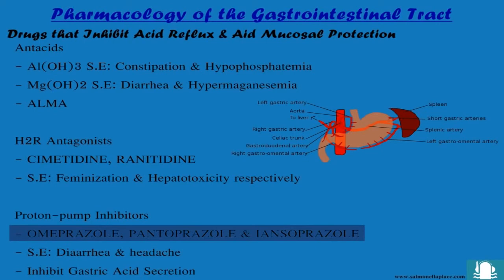Omeprazole, pantoprazole, lansoprazole. These inhibit the hydrogen potassium ATPase, which is stimulated and causes gastric acid secretion. These are inactive at a neutral pH. I'm talking about the drugs now, not the ATPase. And they are weak bases which accumulate in the parietal cells in the canaliculi. They are given per os, and they are enterically coated, so they have a long half-life of up to 2 to 3 days. Their side effects include diarrhea and headache.